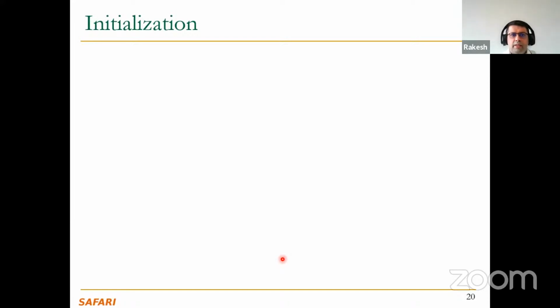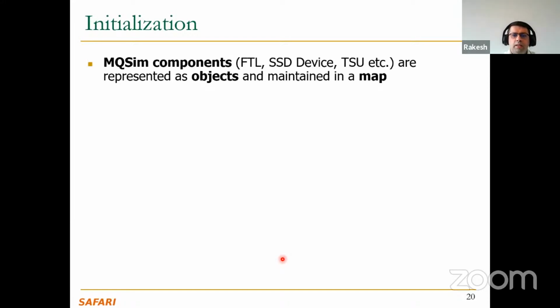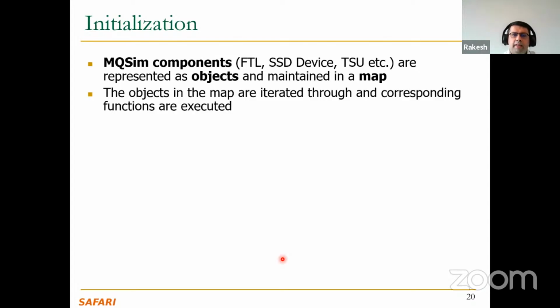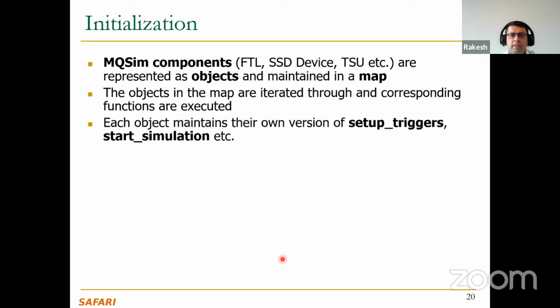So let's look at the initialization of MQSim. All the components which we saw in the modern SSD, or even in MQSim, are represented as classes, and these classes are objects, and they are maintained in the map. The objects in the map are iterated through, and the corresponding functions are executed during the initialization. Each object in the map will have to implement some functions which the simulation engine will use during the initialization.